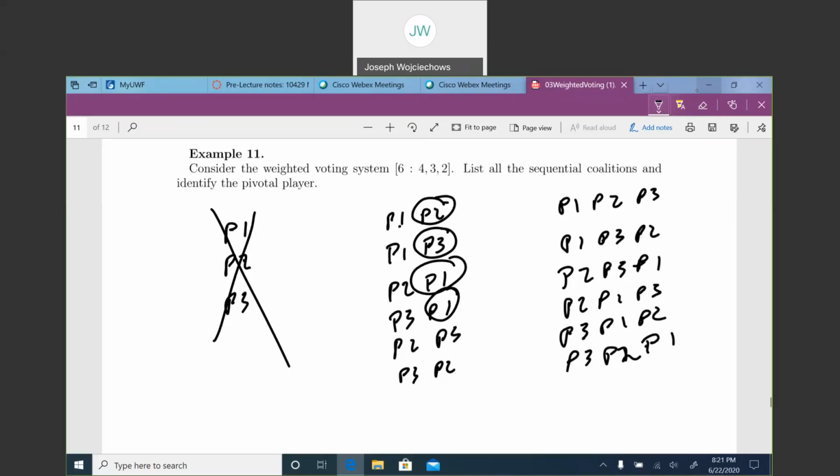So here, player 1, player 2, player 2 is pivotal. Player 1, player 3, player 3 is pivotal. Player 2, player 3 would give us 5, so player 1 is pivotal. Player 2, player 1, player 1 is pivotal. Player 3, player 1, player 1 is pivotal. Player 3, player 2, player 1, player 1 is pivotal.